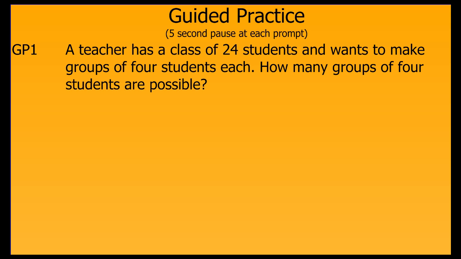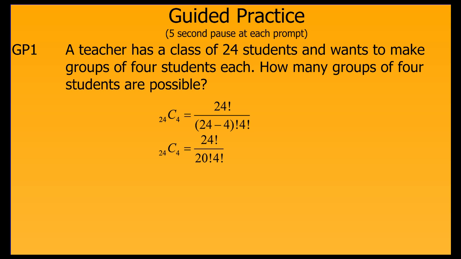What we're trying to do is find the number of combinations of 24 objects, in this case students, taken 4 at a time. How do we do that? First, we use our formula for a combination of 24 objects taken 4 at a time, which will be 24 factorial over 24 minus 4 quantity factorial times 4 factorial. Now what? Well, that simplifies down to 24 factorial over 20 factorial, 4 factorial.